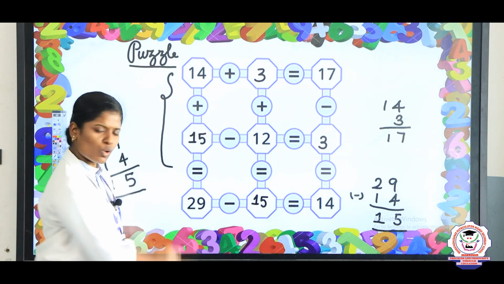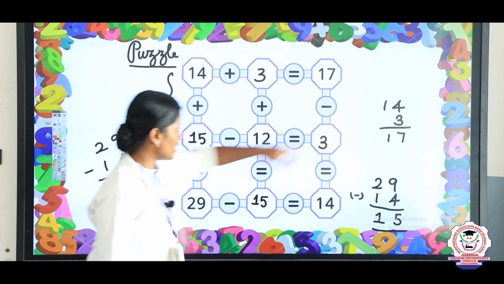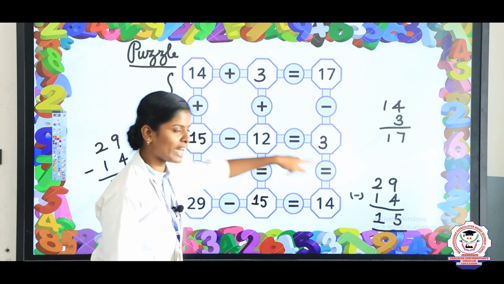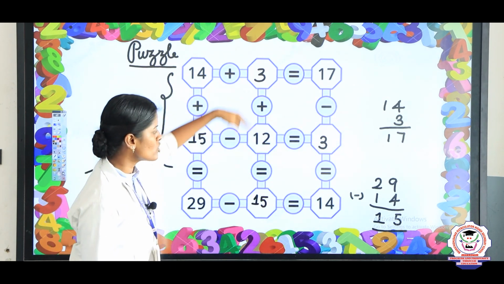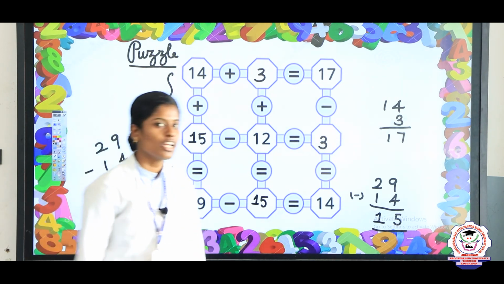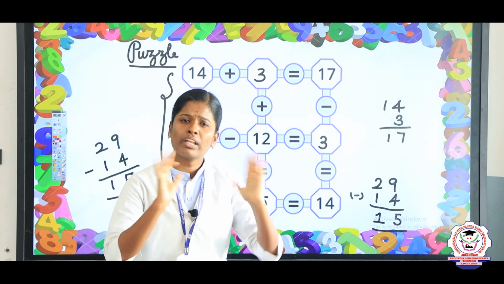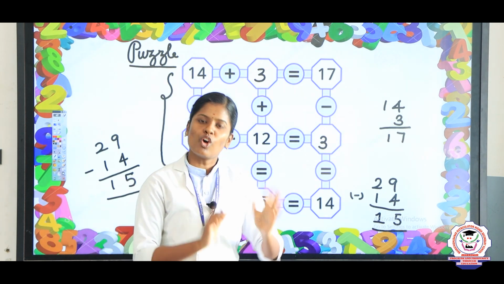Now you check all the sides, you get the correct answer. 14 plus 3, the answer is 17. 15 minus 12, the answer is 3. 17 minus 3, the answer is 14. 3 plus 12, the answer is 15. And 14 plus 15, the answer is 29. So listen my children, like this we have many puzzles on the internet. Just see and solve all the puzzles.